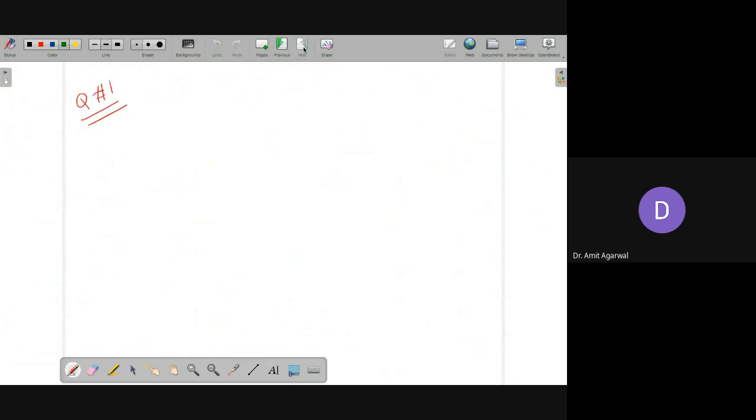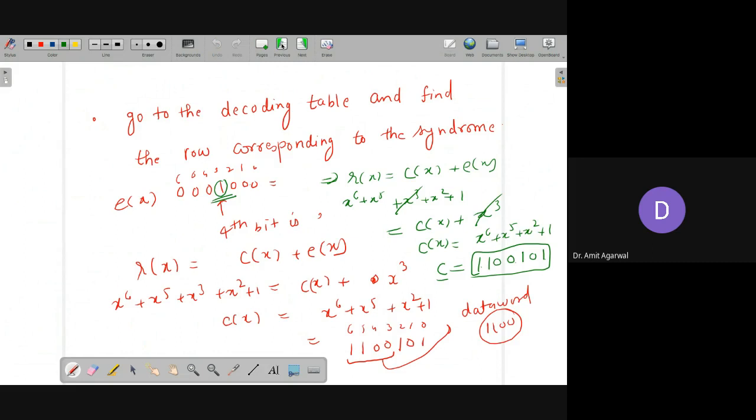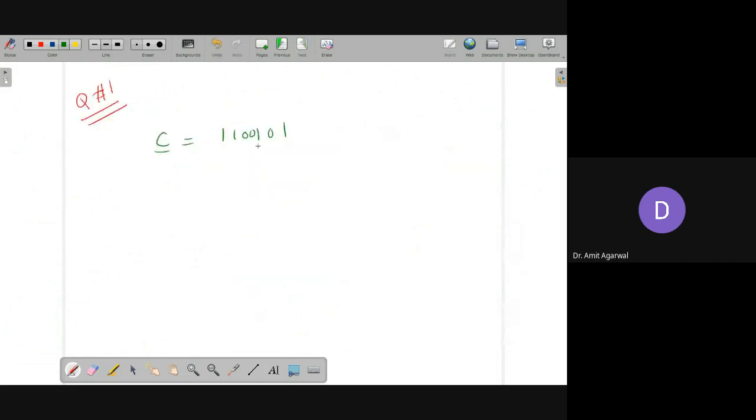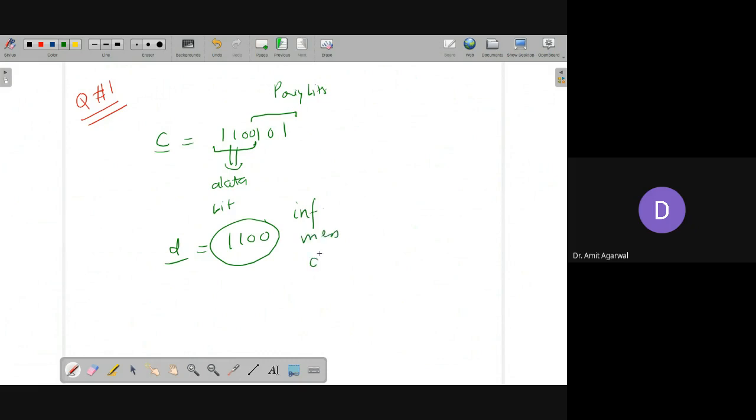So if the code word is 1100101, what is its corresponding data word? Because we are using systematic cyclic codes, this part is the data word, and these are the parity bits. So the corresponding data is 1100. So this is your information, message or data bits.